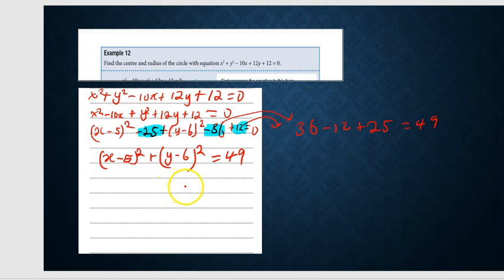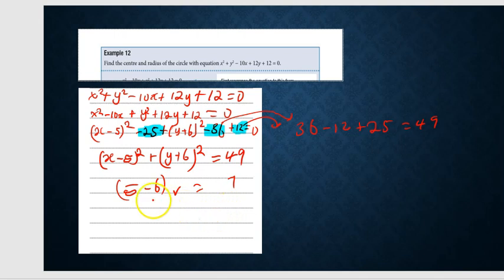Now looking at this arrangement, our a value, if you look at the center, becomes 5, because we have negative 5 and negative 6. Negative 5, negative 6. So this is positive 6. Sorry about that. So this becomes 5 and negative 6 as our center. And the radius is simply 7, because the square root of 49 is 7. So r is equal to 7.